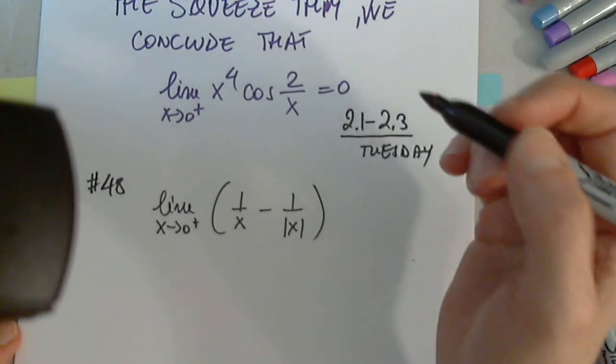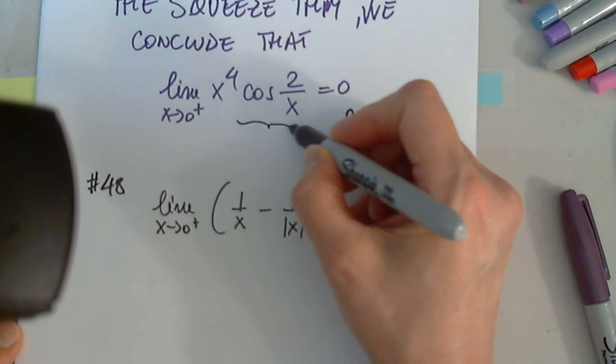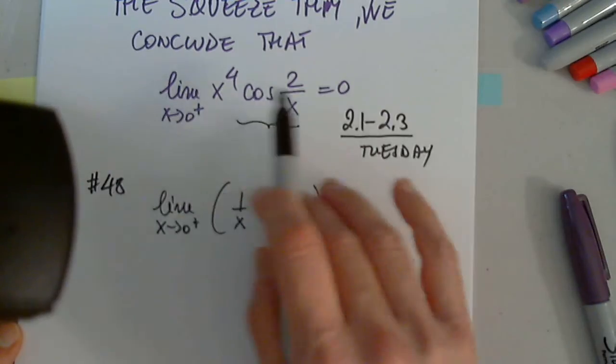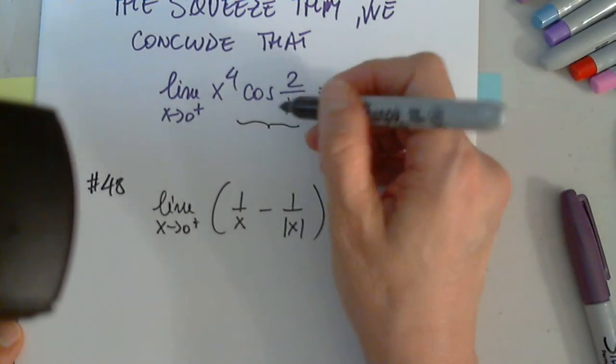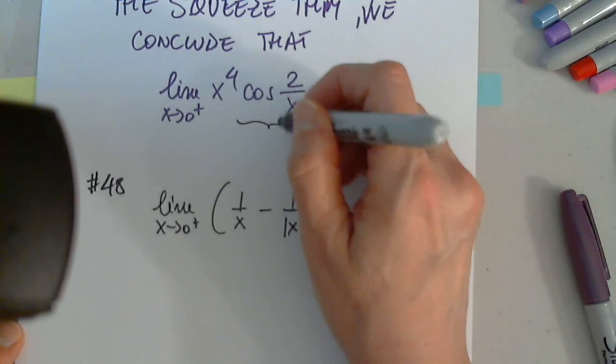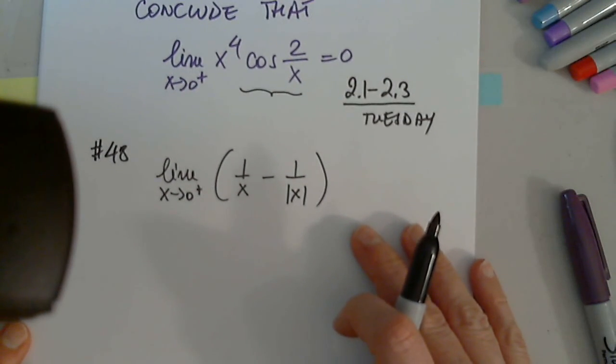I was just going to guess the squeeze theorem. No, the squeeze theorem, it's a very good point. Squeeze theorem is normally in a product of two functions. And most of the time, we have a cosine or sine in there. Most of the time.